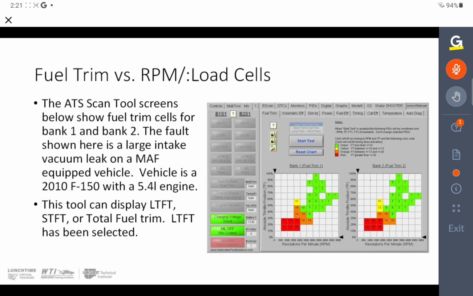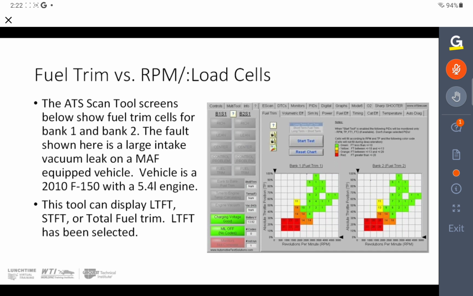This is a really cool tool. If you've never got to use it, it's the ATS eScan tool. It's got some really unique features that I've never seen on any other tool. This particular feature that we're showing you right now is pertaining to fuel trim, and this is what we call fuel trim mapping. When we're doing fuel trim mapping, we can look at what the computer was doing to adjust the air fuel mixture or the fuel trim at all the different fuel trim cells.